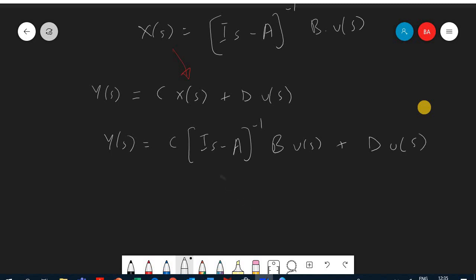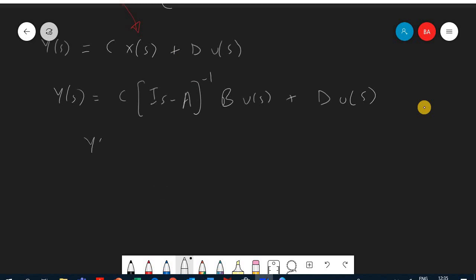Okay, so I substituted, and now I want to represent that as my normal representation of a transfer function, an output over an input, after taking U as a common factor and moving it to the left hand side. So I'm going to be left with the right hand side, which is C times (sI minus A) inverse, times B, plus D.